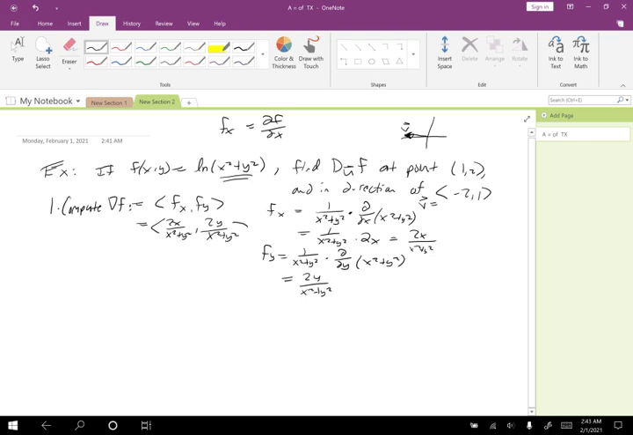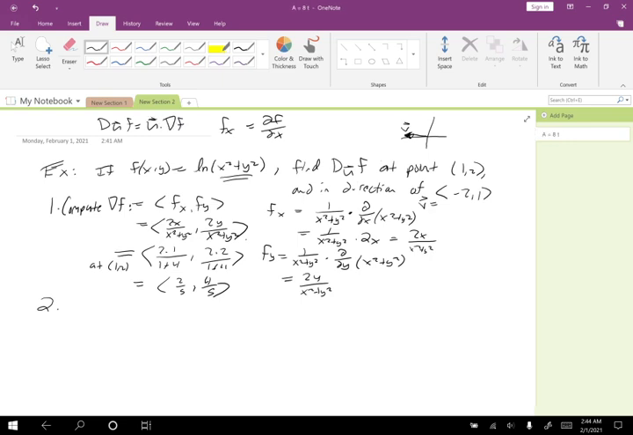Now we just evaluate it at our point, which is 1, 2. So we plug 1, 2 in here. It's 2 times 1 over 1 plus 4. Then we have 2 times 2 divided by 1 plus 4. So it looks to me like this is 2/5, 4/5. Okay, that's step 1. Because remember, we're using the formula du f is u dot grad f. So now we need u.